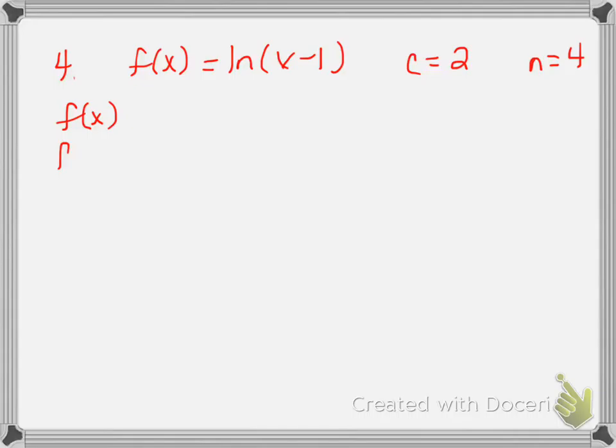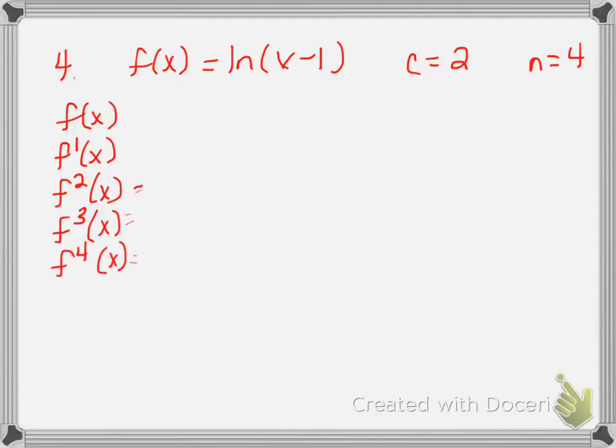Alright, let's center it around somewhere else. Let's say that you have f of x equals natural log of 1 minus x minus 1. And we're going to center it around 2, and n is going to equal 4. Since I'm going to let n equal 4, I've got to find 4 derivatives.